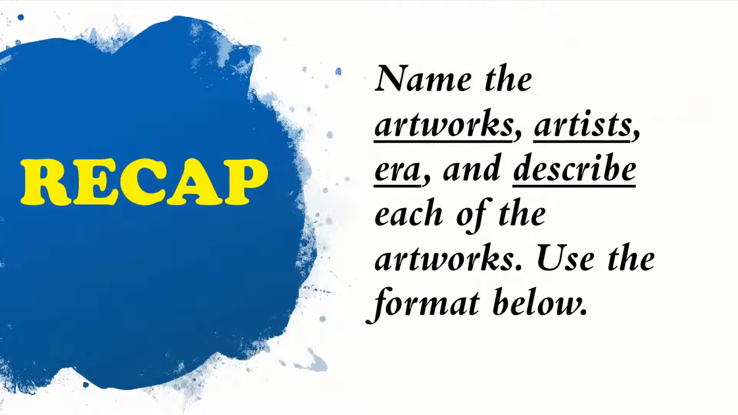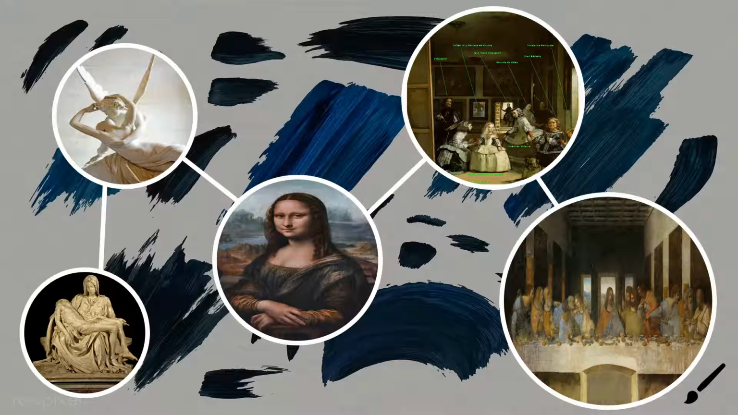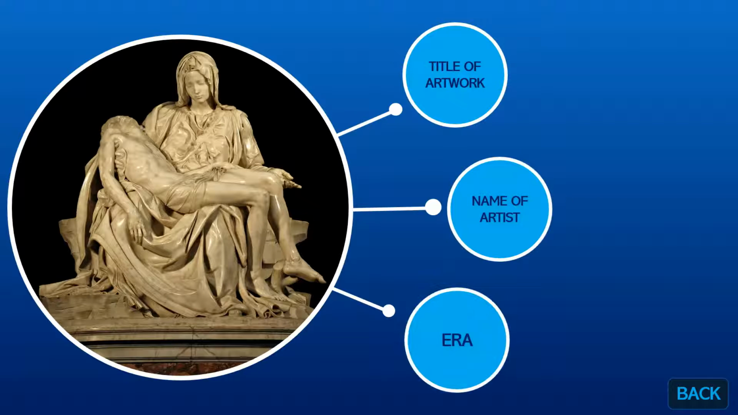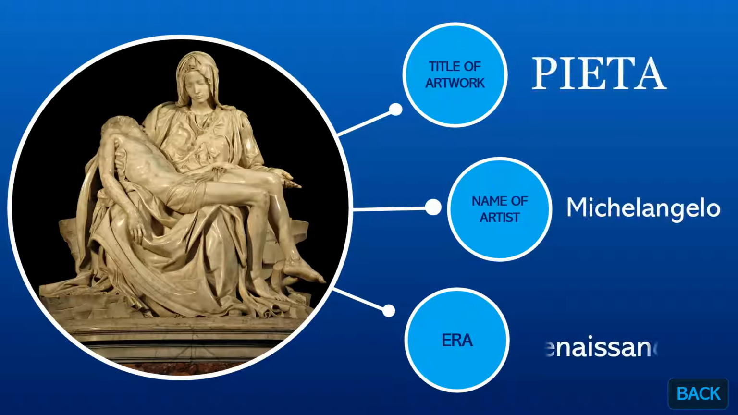Now let's have a recap on the previous lesson. Name the artworks, artists, era, and describe each of the artworks. Use the format below. Let's start. First picture. What is the title of artwork, name of artist, and era? So this artwork is called Pieta, the name of artist is Michelangelo, and in Renaissance era.